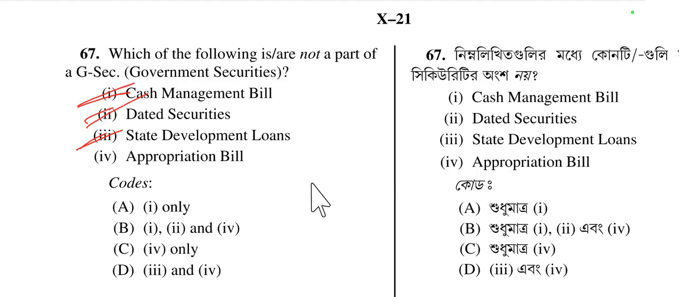Then appropriation bill. This is not a security but a legislative bill that authorizes the government to use funds from the Consolidated Fund of India, so it is unrelated to government securities. It is a legislative bill, not a government security. So option 4 is not correct. Options 1, 2 and 3 are. So here the question asks for what is not a part of government securities, and only 4 is not a part of government securities. So option C is the right choice.